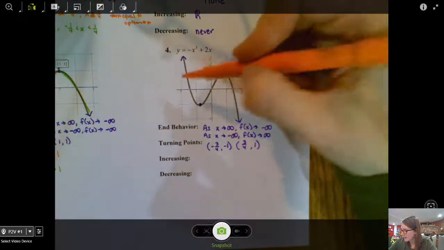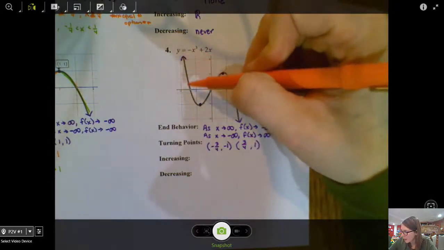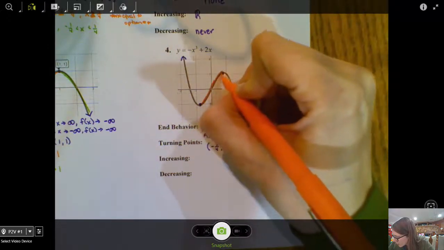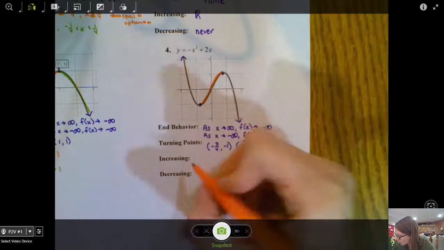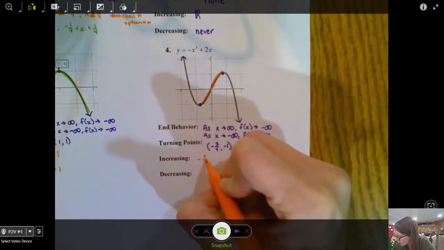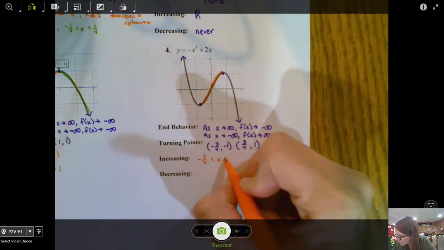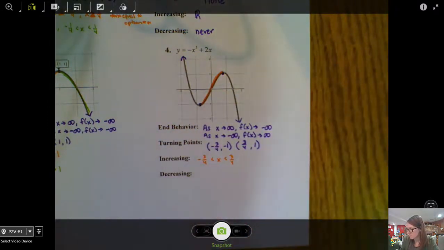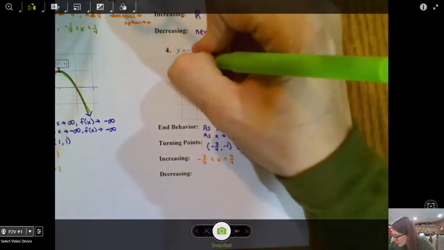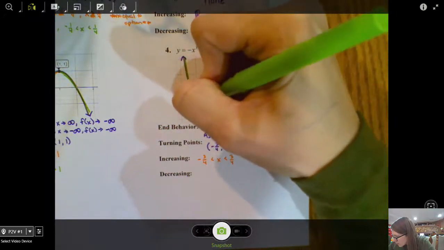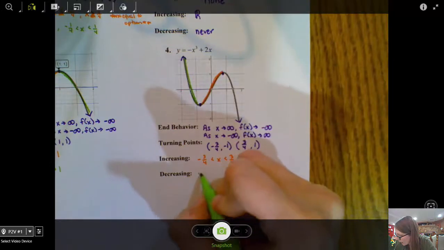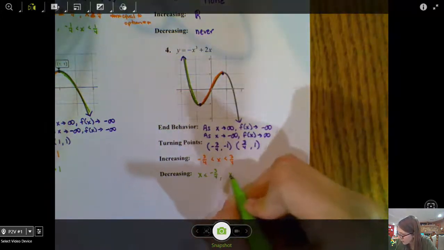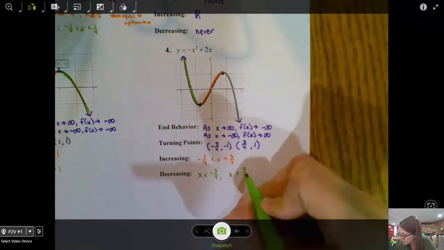Then where are we increasing? Well, from left to right, going down, then increasing over this little interval. So we increase when x is between negative 3/4 and positive 3/4. But then we decrease when x is less than negative 3/4 and decrease again when x is greater than positive 3/4.